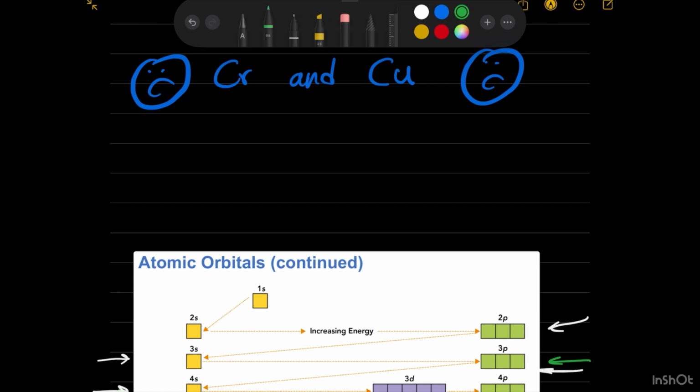You have to put in your mind that the d orbital likes to have 10 electrons or half of 10, which is 5 electrons. It tries its best to have 5 electrons or 10 electrons. And this process takes place only in chromium and copper. What do you mean? Let's take an example.